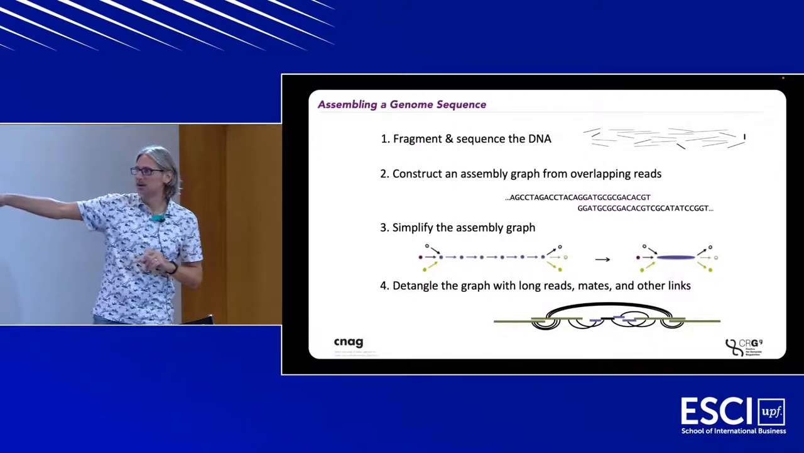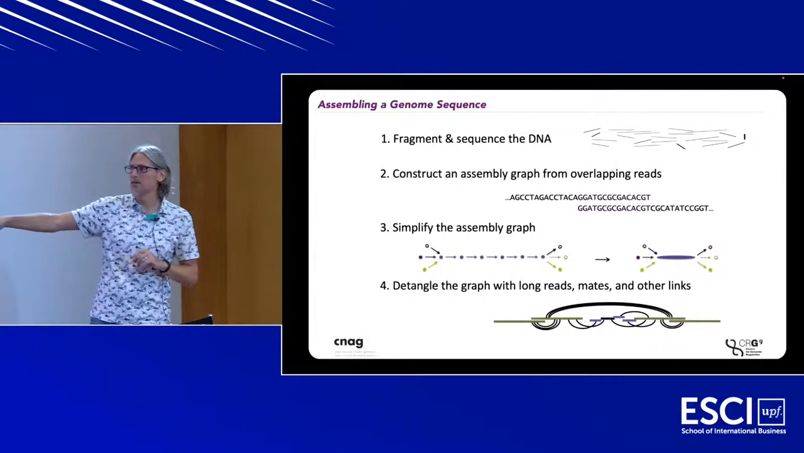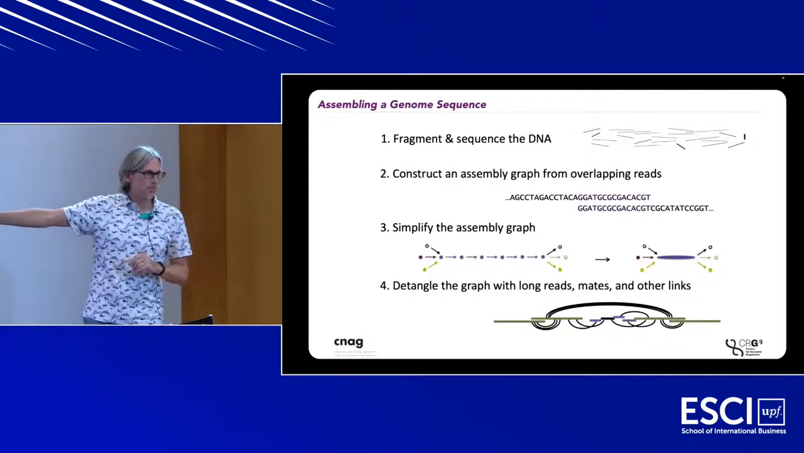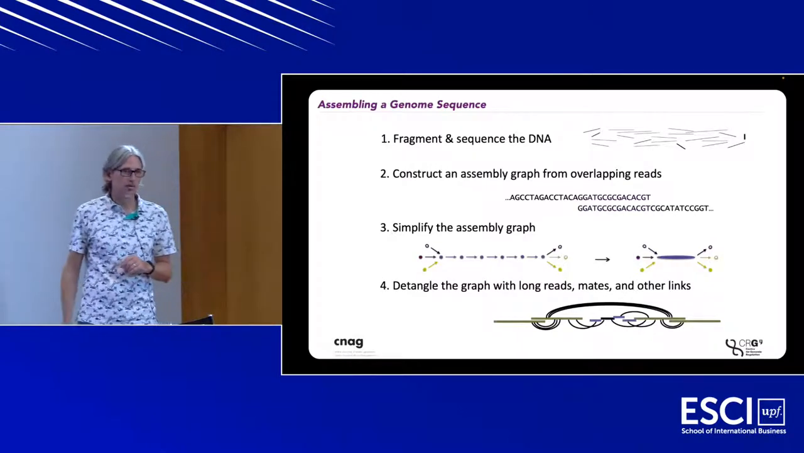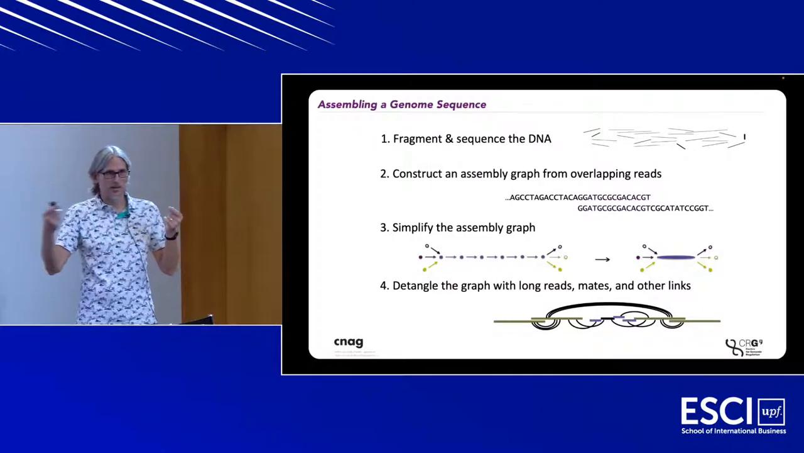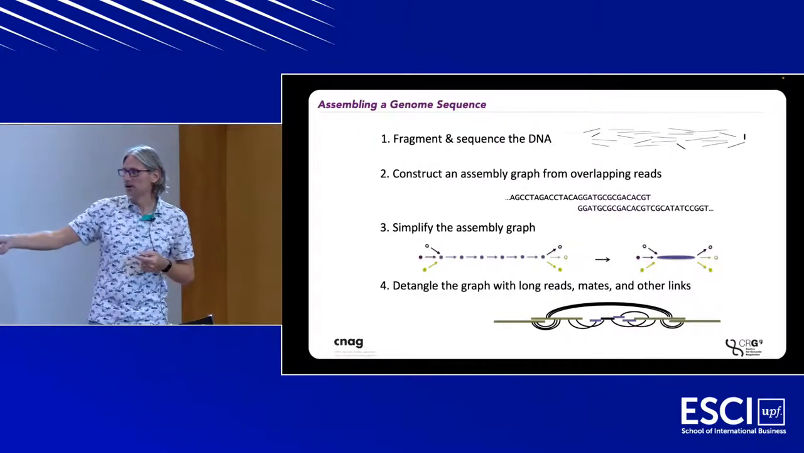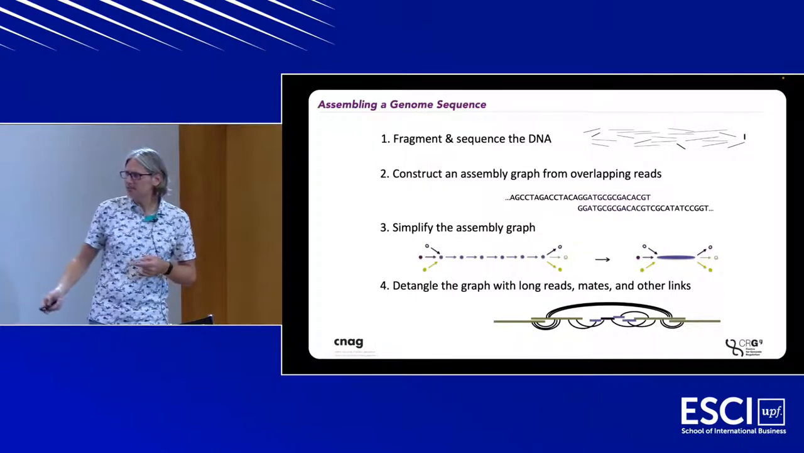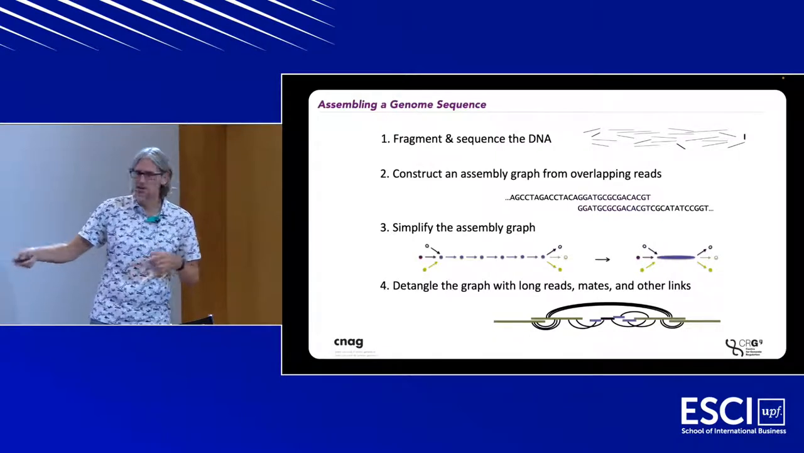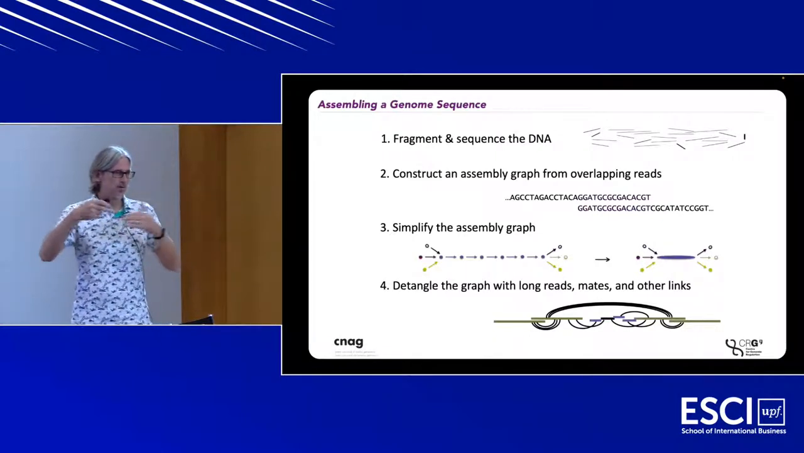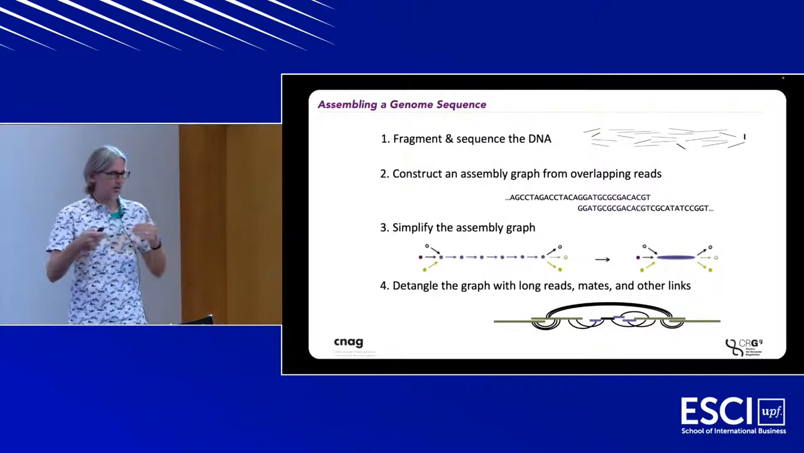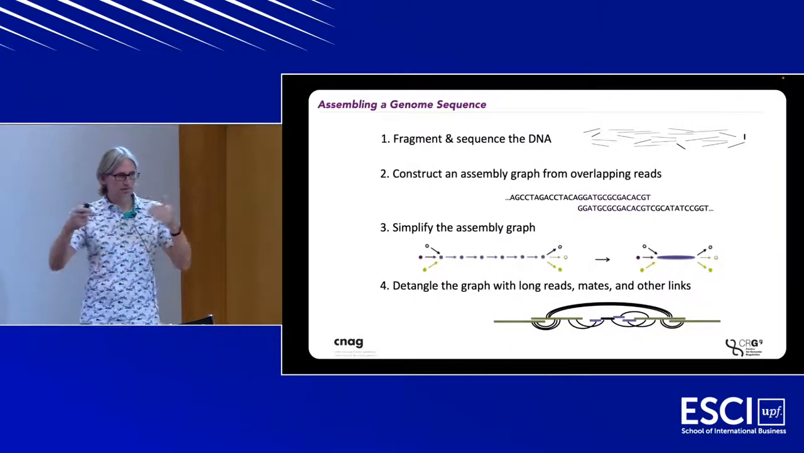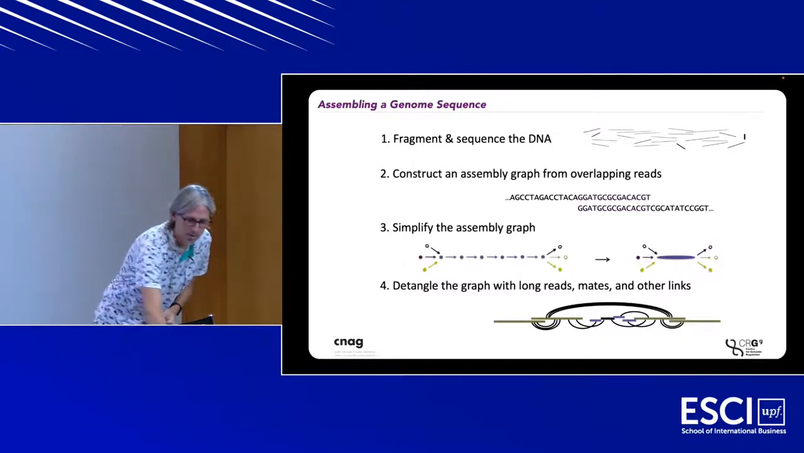So detecting overlaps, creating graphs, simplifying them, and determining the path through the graph, which is the most likely path, and then generating a consensus sequence. And then sometimes we use other technologies to join those pieces. We still maybe don't have full chromosomes, and sometimes you have to use other data to finish the puzzle.